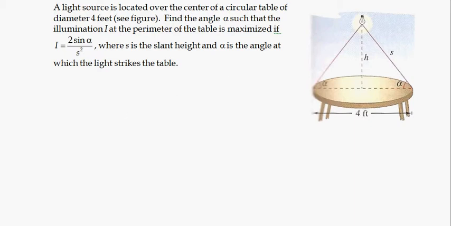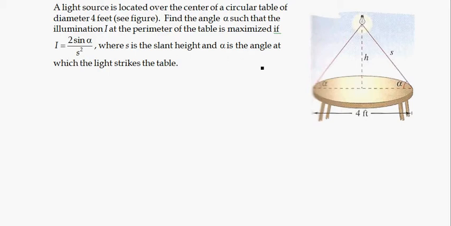Okay, so this is an optimization problem involving trigonometry. So the key to this is that we're going to want to write the entire equation in terms of alpha, because that's what we want to optimize. So we need to get rid of this s. Once we write it in terms of alpha, we'll optimize it by taking the derivative and setting it equal to 0.